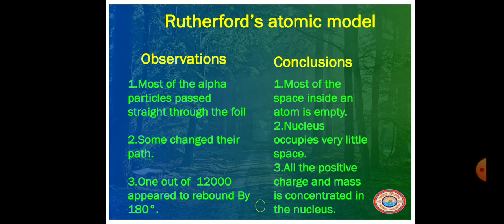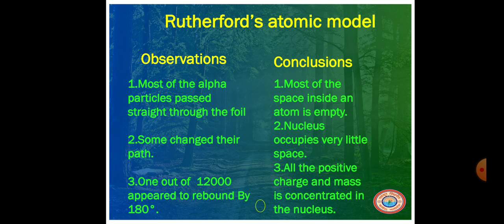Let me explain. The first observation was most of the alpha particles passed straight through the foil. So with this observation he concluded that most of the space inside an atom is empty. Now the second observation is some change their path. That means some of the alpha particles change their path. So he concluded that the nucleus occupies very little space.